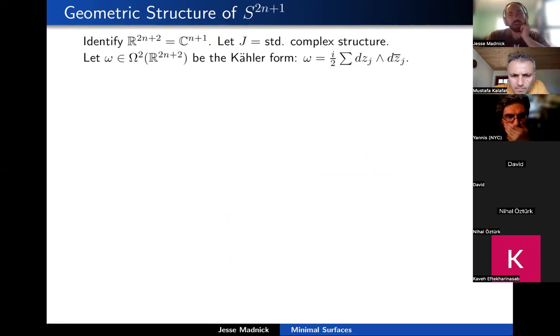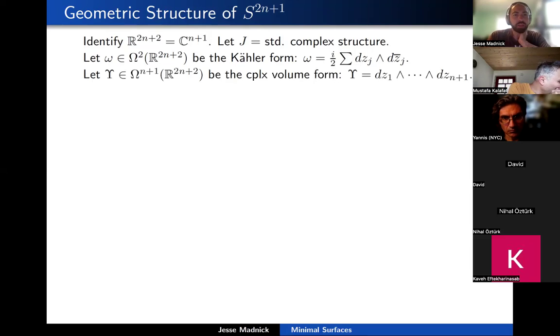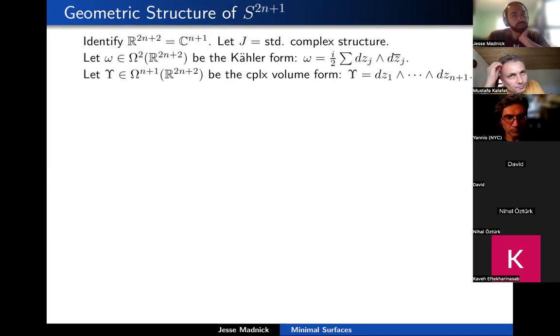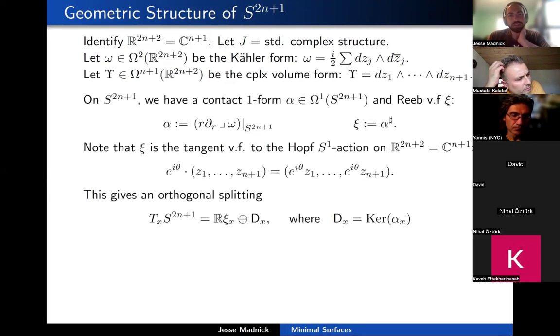So now I want to think of my ambient space R^{2n+2} as C^{n+1}. There's a standard complex structure J on this ambient space. I'm going to let omega be the Kähler form and upsilon be the complex volume form from last time. So all of this data on R^{2n+2} induces quite a bit of information on the 2n+1 sphere. First of all, we get a contact 1-form, and we get a Reeb vector field. The contact 1-form I'm calling alpha, and the Reeb field I'm calling psi.